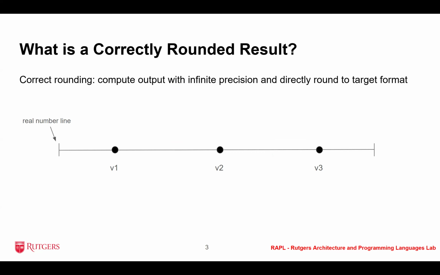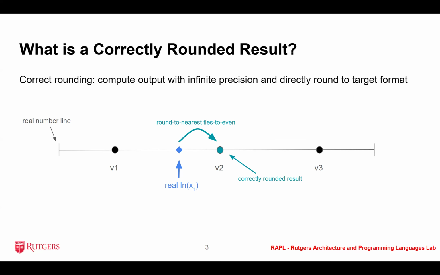Given a function and an input, the correctly rounded result is the output of the function evaluated in infinite precision, directly rounded to some target representation using some rounding rule. Here is a visual illustration. Suppose v1 through v3 represent three consecutive values in a floating point format, let's say the 32-bit float. And let's suppose for a given input x1, log of x1 evaluated at infinite precision is between v1 and v2, with it slightly being closer to the latter value. Under round to nearest, log of x1 will round to v2, which would make v2 the correctly rounded result.